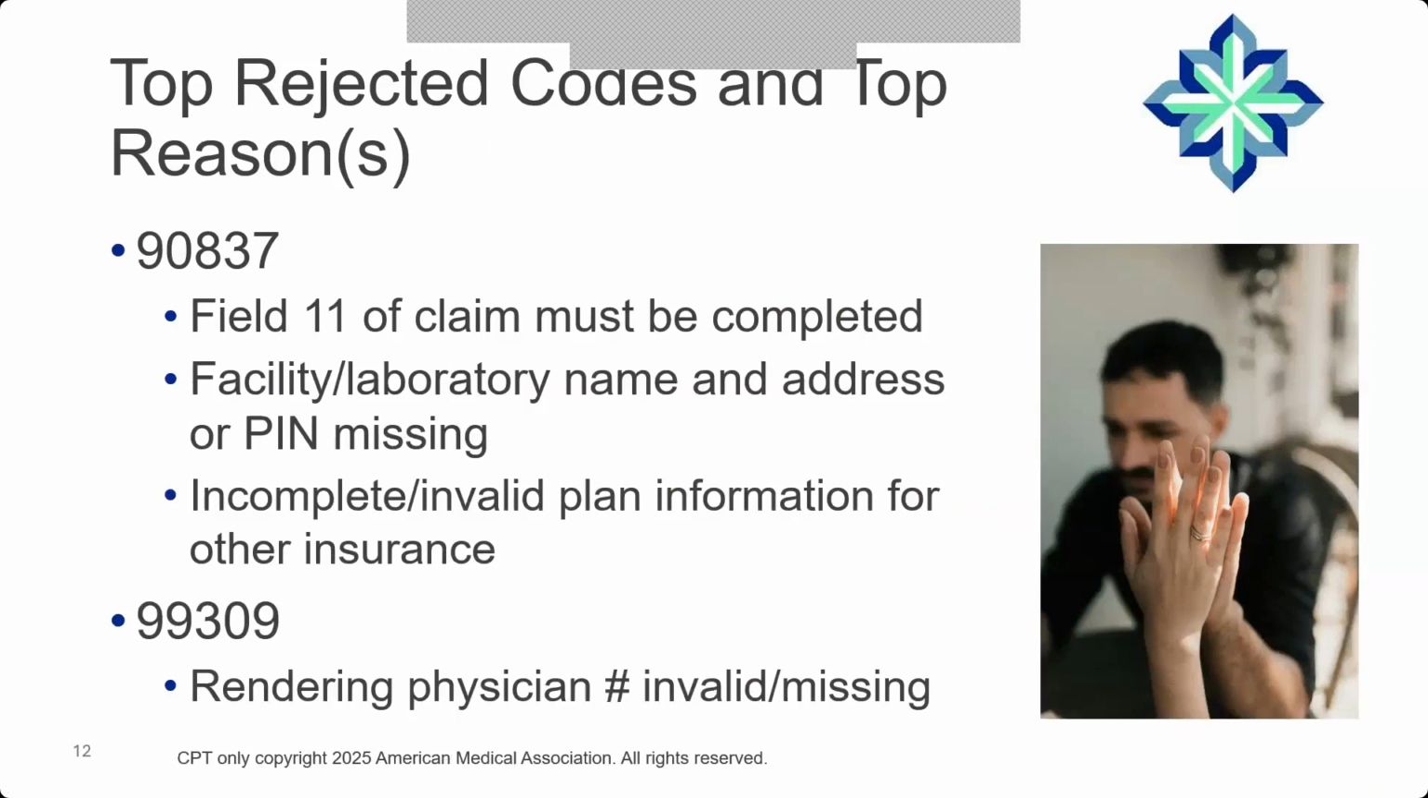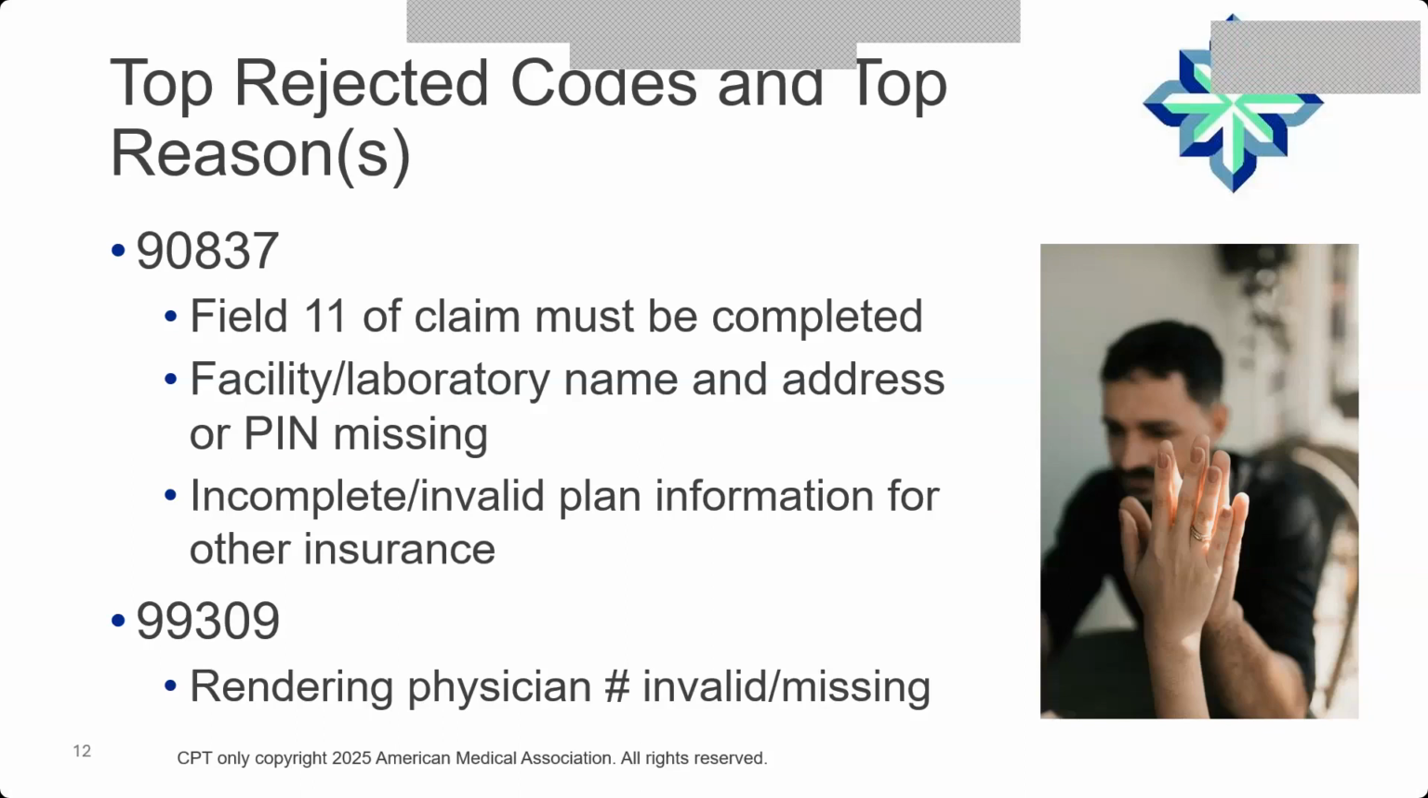Facility, lab name, and address or PIN missing. Make certain that information is placed on the claim. And again, I'll provide you with a resource in just a minute. We'll show you what you have to put in each one of the fields on the CMS 1500 claim form. That's the claim we're talking about today. And incomplete, invalid plan information for other insurance. So these are all reasons that hit those top 5.